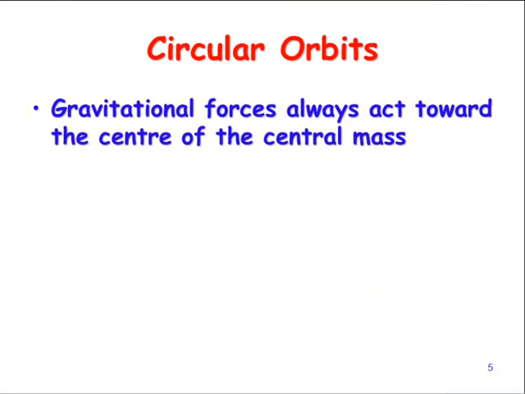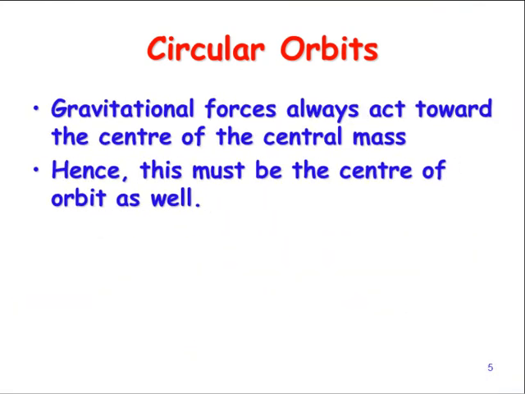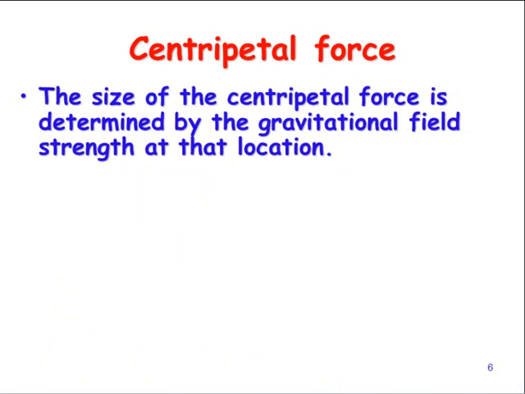Now, for circular orbits, we can use the concept of circular motion. We've got a gravitational force that's always acting towards the centre of mass, and hence this will be at the centre of the orbit as well. So we use the equations of centripetal force. The size of the centripetal force is determined by the gravitational field strength at that location. So this comes back to linking in with Newton's law of gravitation.